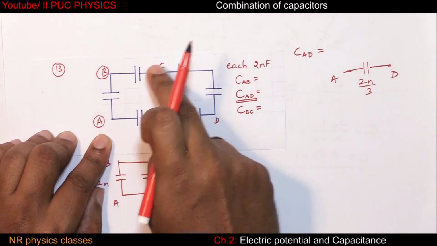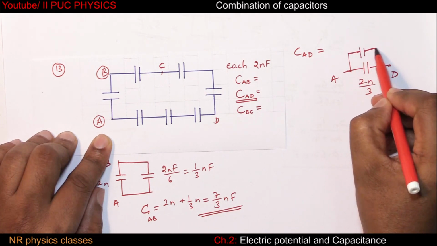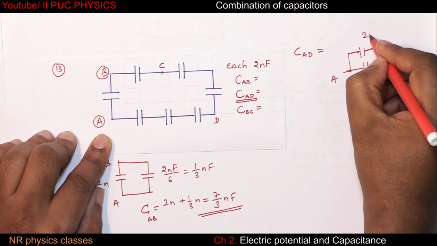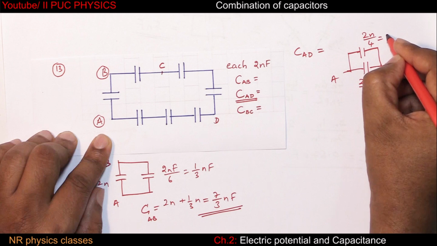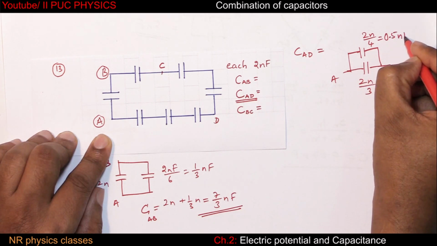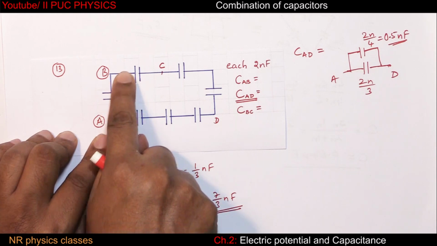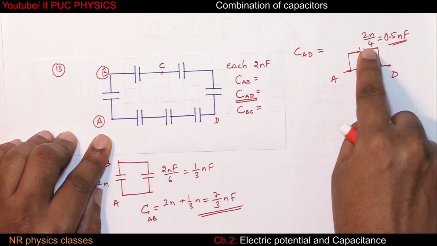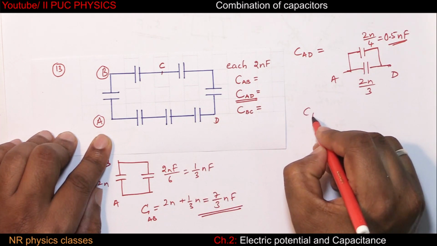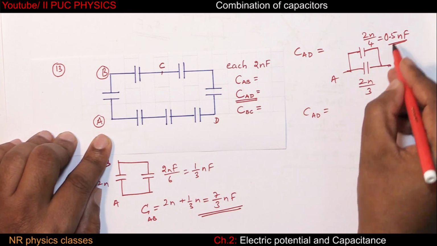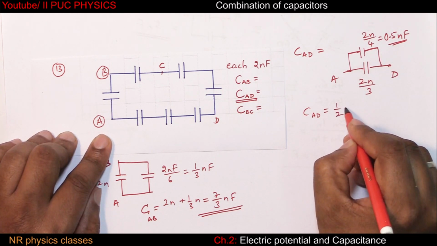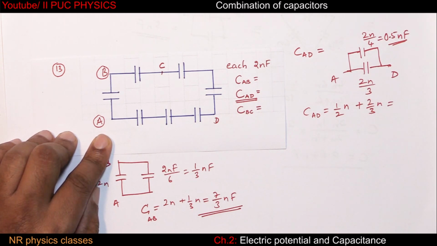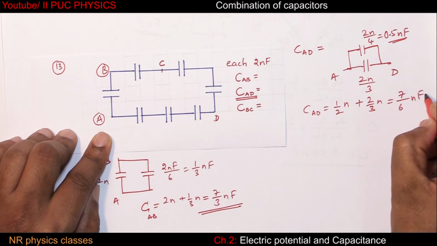On the other side, 1, 2, 3, 4. 2 nano by 4 equal to 0.5 nanofarad. This upper arm gives 0.5. This lower gives 2 by 3. Therefore, these two are in parallel. Therefore, CAD equal to 0.5, that is 1 by 2 nano, plus 2 by 3 nano equal to 7 by 6 nanofarad.